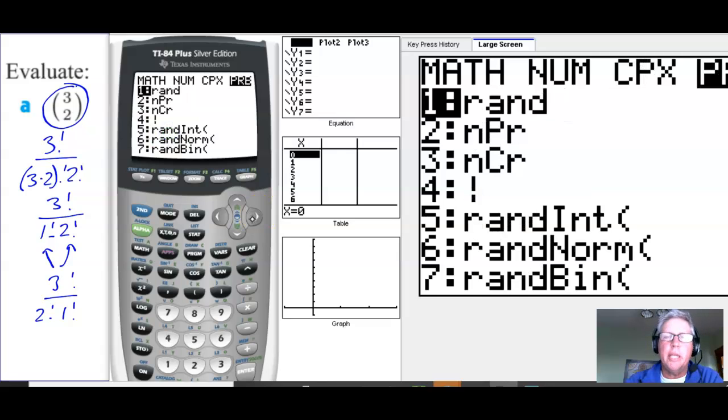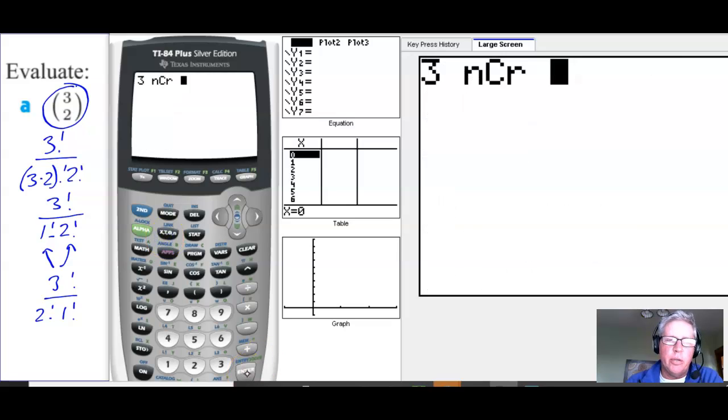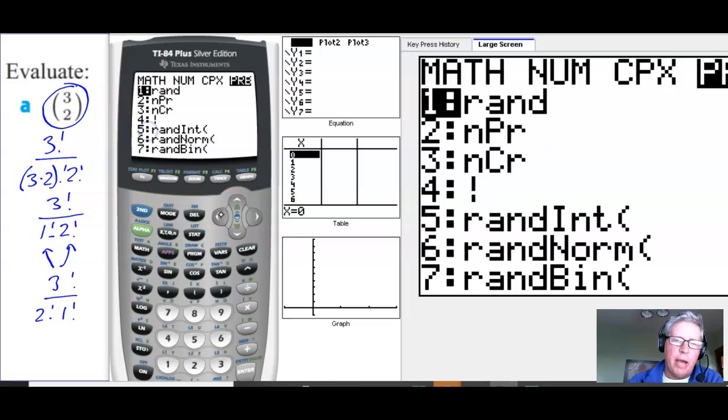PRB is probability, so this is counting. We do a lot of counting for this. Go to nCr. The 3 is the N, and we need the 2. If we hit enter, we get 3. And sure enough, 3 factorial divided by 2 factorial is just 3. That makes a lot of sense. If we do 5, math, I go backwards 1, and that just saves me a couple of steps.